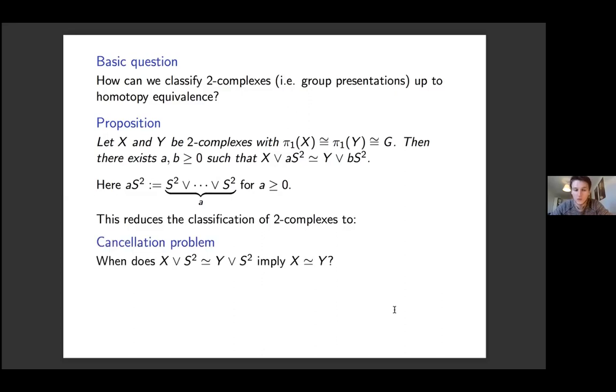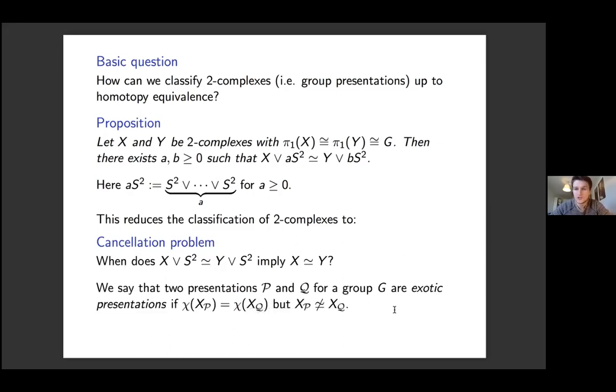So if X and Y are homotopy equivalent after a wedge with S2, then does this imply that they're homotopy equivalent? And if you try and picture two complexes, it feels like that should obviously be true. But actually, it turns out that it's not true. When you wedge on a copy of S2, you get these really bizarre automorphisms up to homotopy of the space, for example. There's a lot of weird things that can suddenly happen.